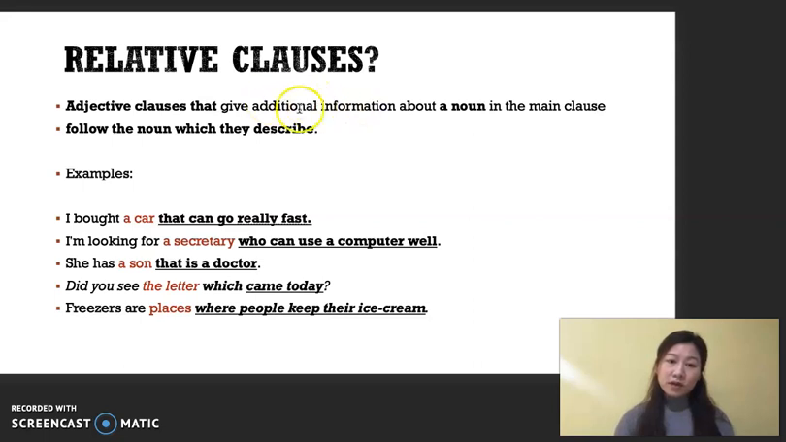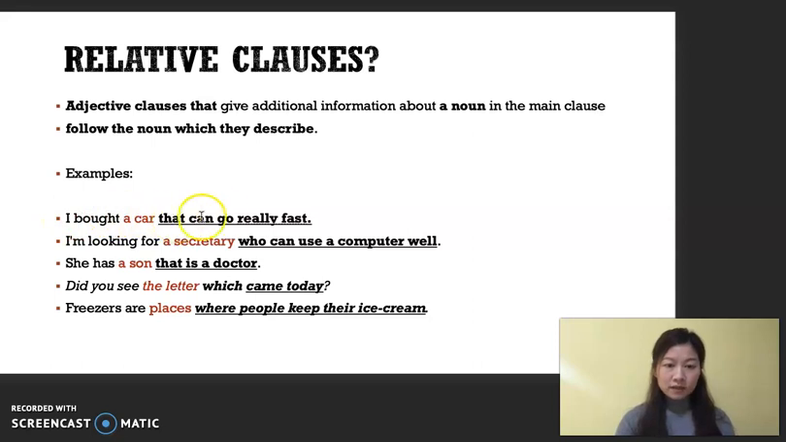So here, relative clauses essentially are adjective clauses that give you more information about a noun in the main clause. And these clauses would follow the noun that they describe. So here are 5 examples I'd like to show you. So let's go through them.